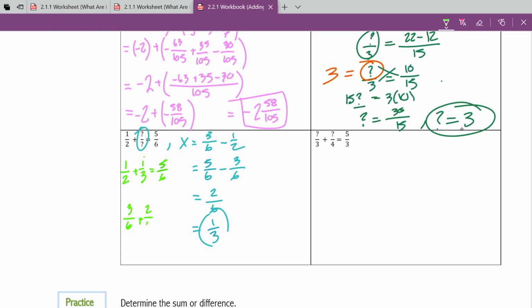There'll be a 2/6 equals 5/6. And yeah, it looks like we're on the right track. 5/6 equals 5/6. We have proven it to be correct. So there's your answer for this one.